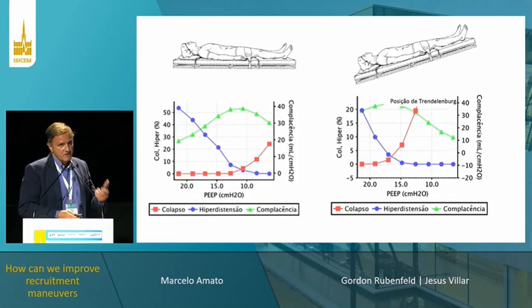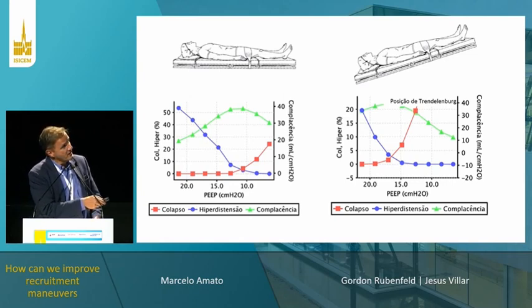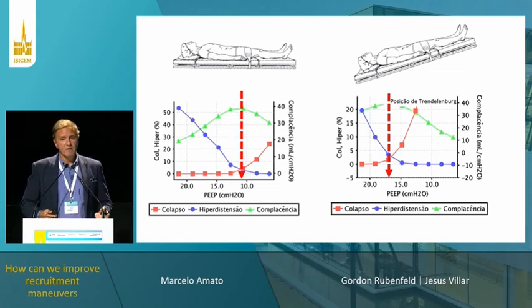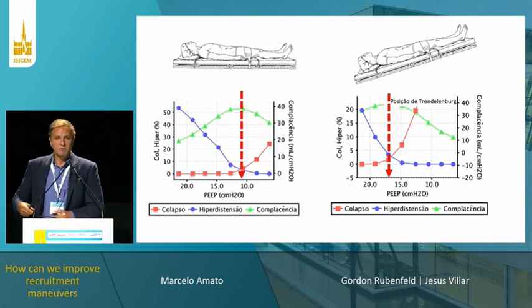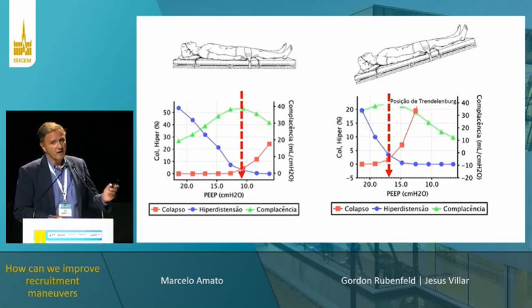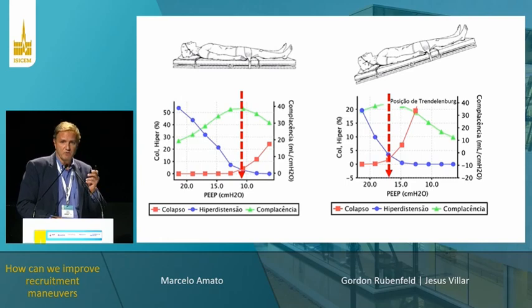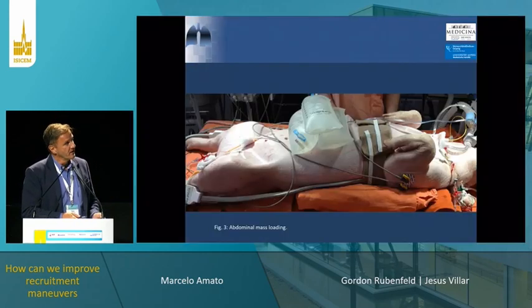Something interesting, just for you to understand the principles also. So this is a patient supine and Trendelenburg. You see the crossing point here is at 11, and when I have the Trendelenburg, the crossing point goes to 16. Why? Because now the pleural pressure is more positive, and then I need a higher PEEP to overcome this. If I had an esophageal balloon, I would come to exactly the same conclusion.